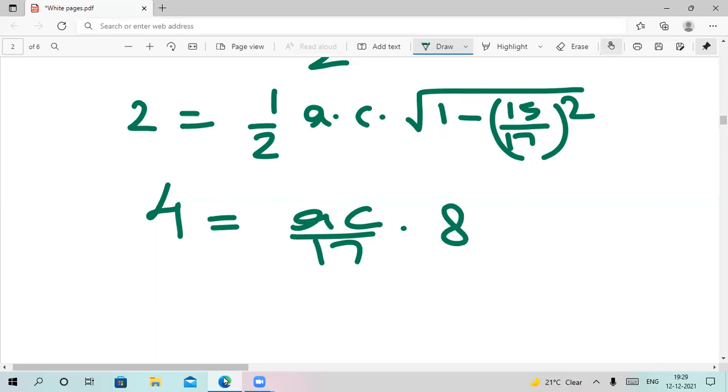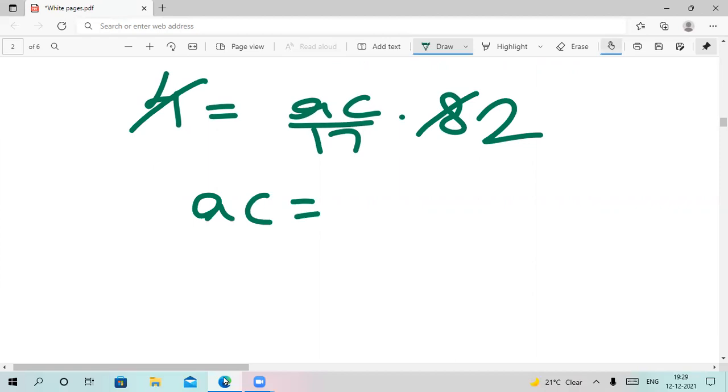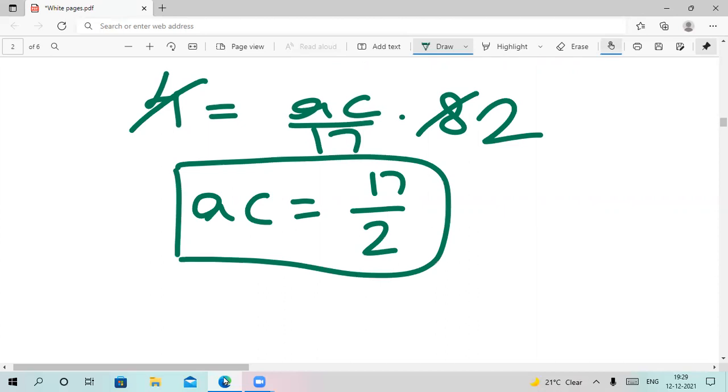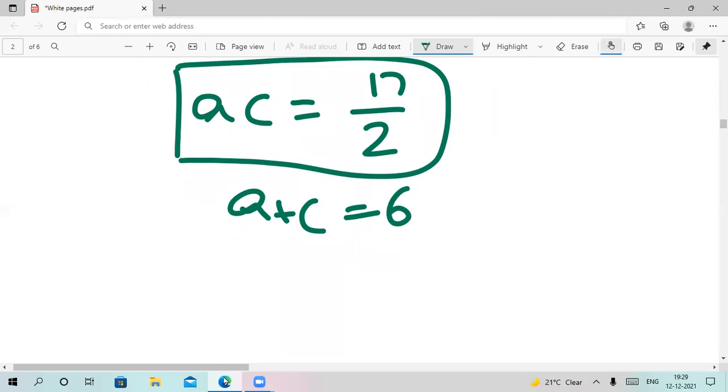Wow, a very nice thing to recognize. So I can simply cancel these two things out. So the value of AC is only 17 divided by 2. Very nice. And it has been given to us that the value of A plus C is 6. Now I can easily figure out the value of A and C.